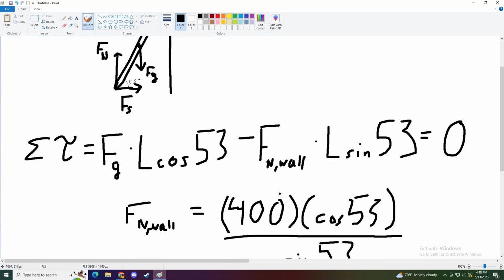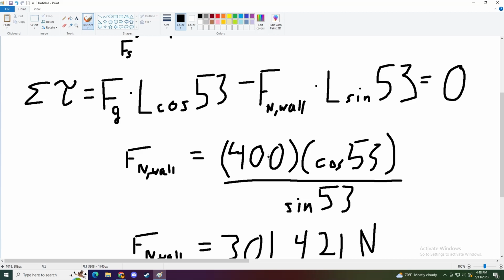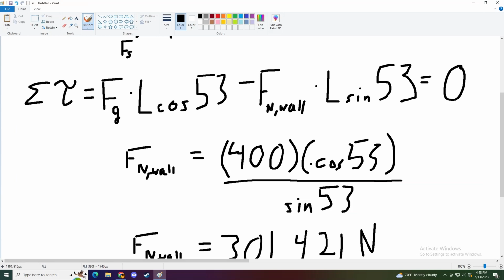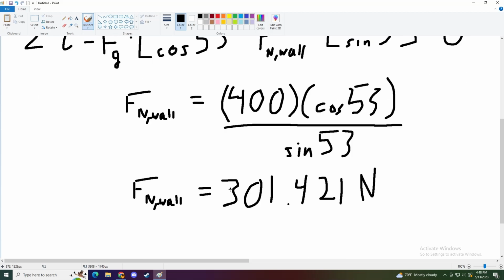So we just simplify all of that. We have Fn wall equals Fg, which is going to be 400 newtons, as they gave us here, the weight of the ladder. And then we multiply that by cosine 53 and divide by sine 53, because we divide sine 53 from both sides. And that would give us our answer, 301.421 newtons.